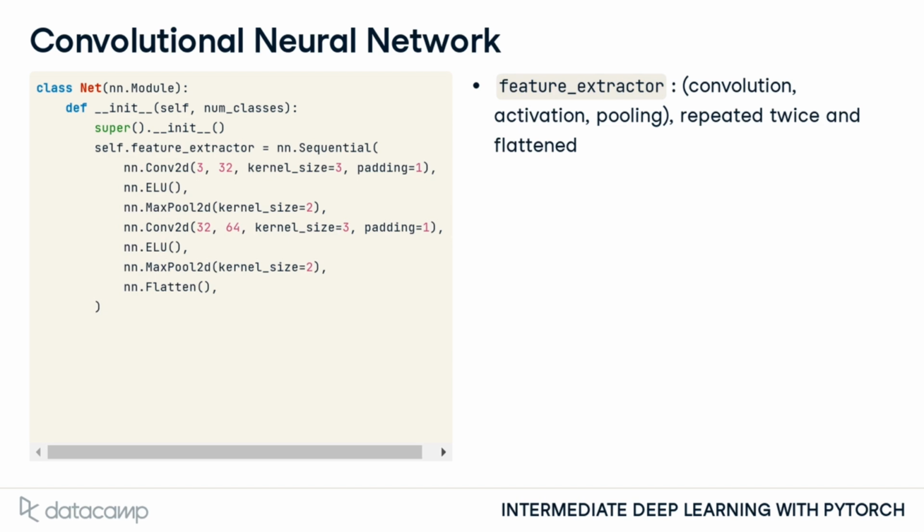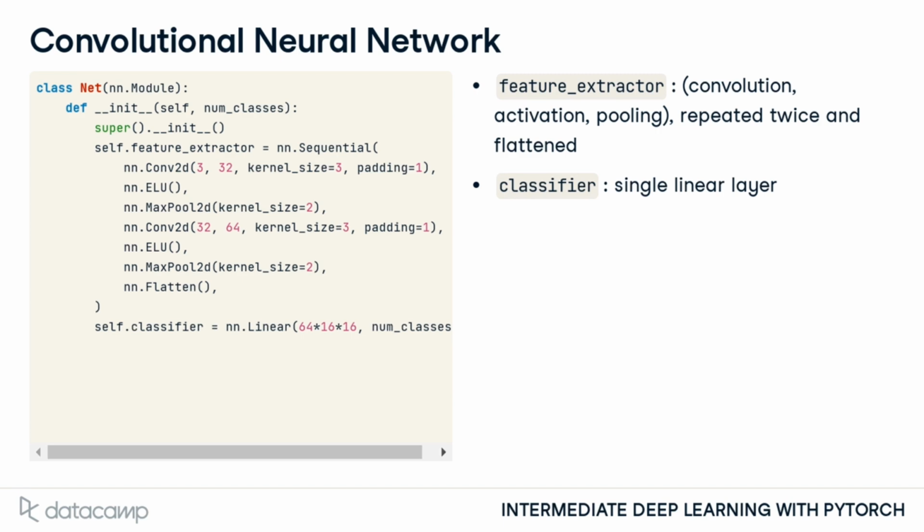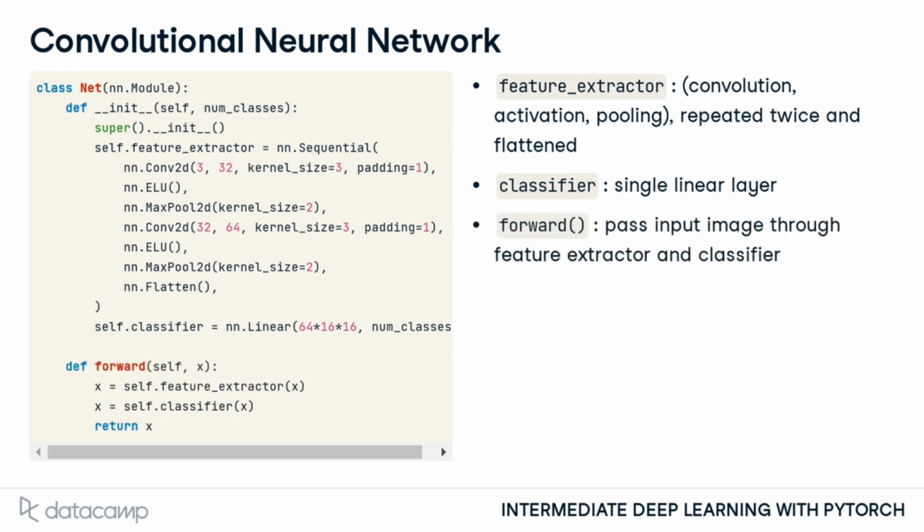Finally, we flatten the feature extractor output into a vector. Our classifier consists of a single linear layer. We will discuss how we got its input size shortly. The output is the number of target classes, the model's argument. The forward method applies the extractor and classifier to the input image.